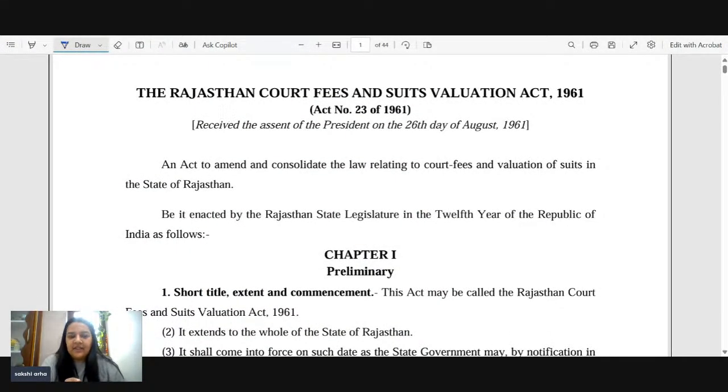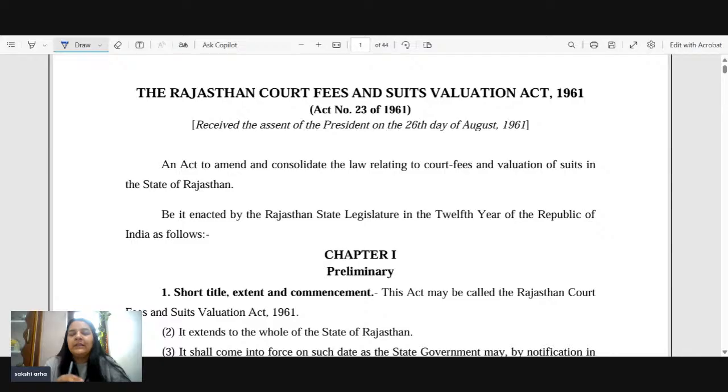So, today we'll be starting with a new act that is the Rajasthan Court Fees and Suit Valuation Act 1961. Now, if we talk about this particular act, this is another new act which is added in our Rajasthan Judicial Service examination this year. So this act has certain sections, certain chapters, and certain parts which are very, very important from our exam perspective. Why?